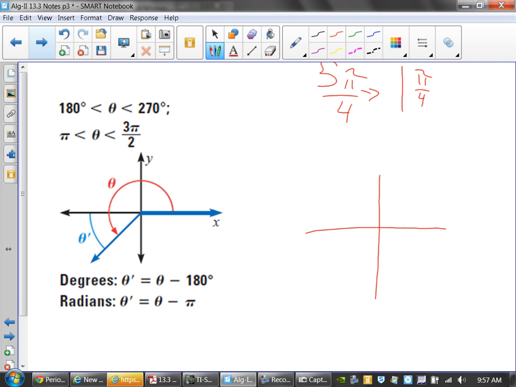Again, if I'm talking about 5 pi over 4, I'm coming over this way. So now that means my reference angle has to go here. What is the reference angle of 5 pi over 4? Pi over 4. You take 5 pi over 4, and you're going to subtract out pi. In this case here, I'm subtracting 4 pi over 4 to keep the common denominator. And what's your reference angle? 45 degrees. Pi over 4.